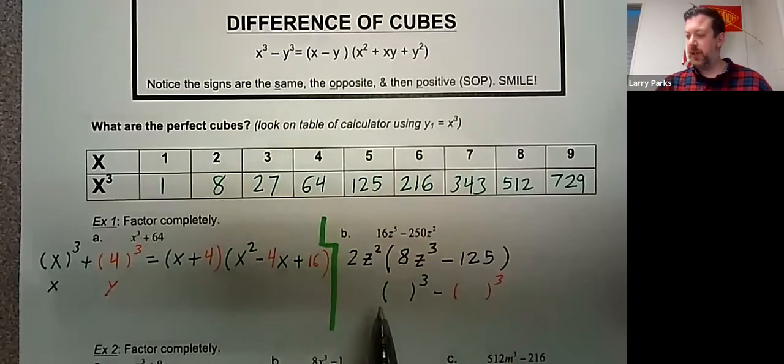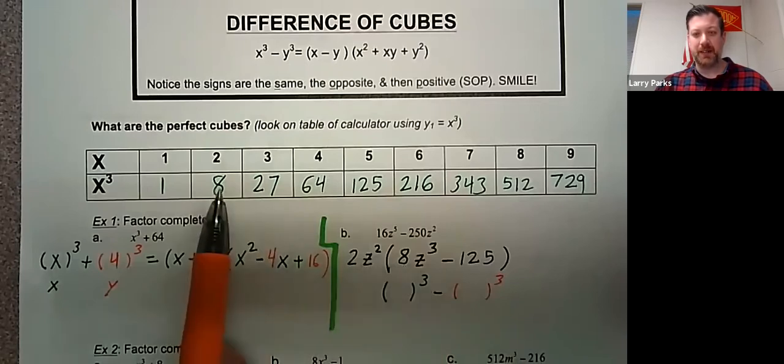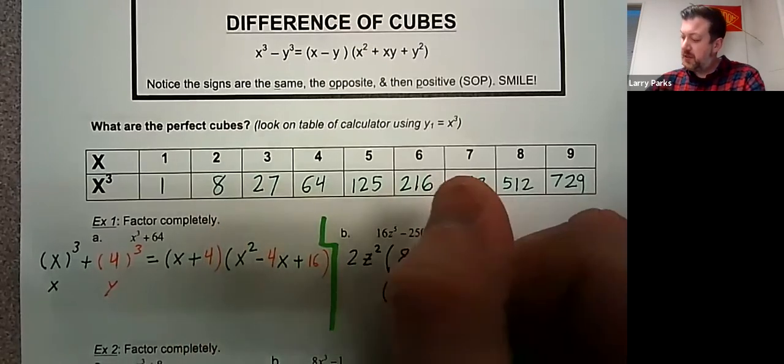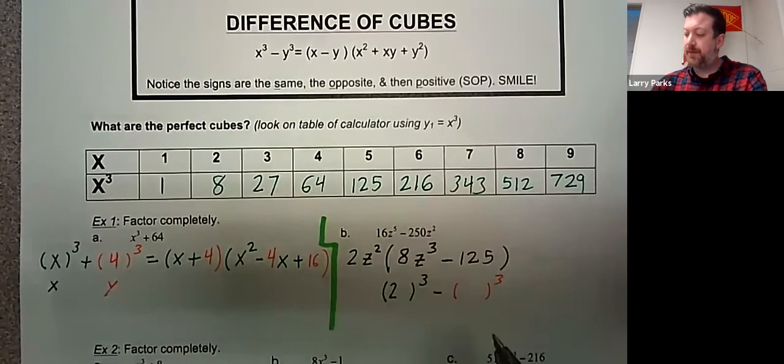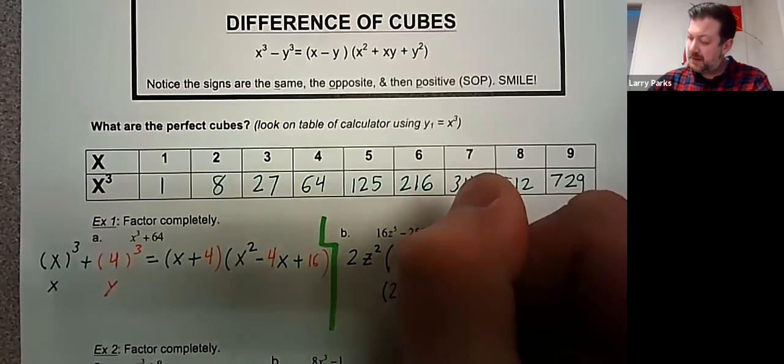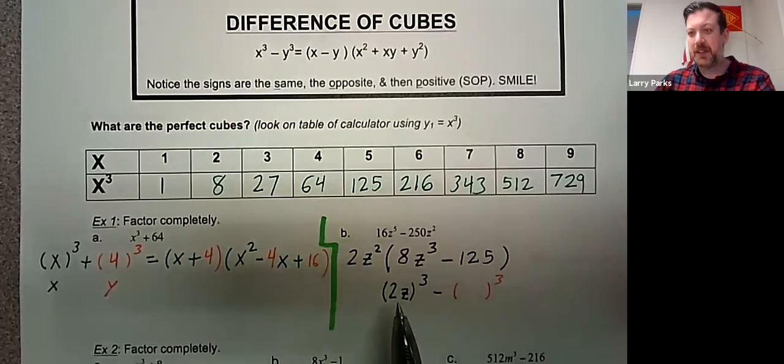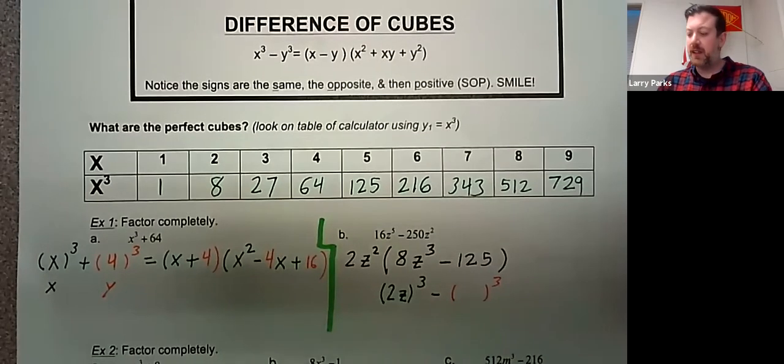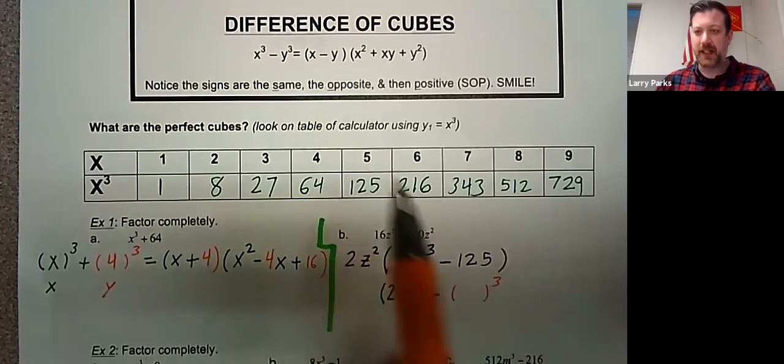So let me think. What number to the 3rd is 8? That's pretty easy when I have a chart sitting right in front of me. That would be 2. What to the 3rd is z to the 3rd? That'd be z. By the way, I put a little mark through my z's, or else my z's and my 2's look just alike. And then what number to the 3rd is 125? Look at my chart, that's 5.